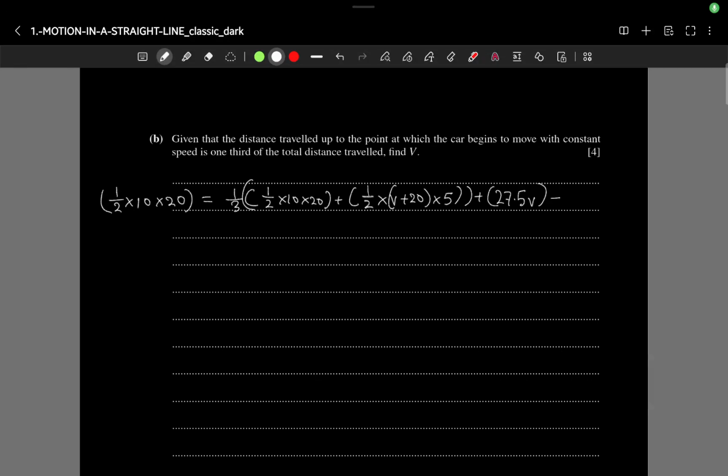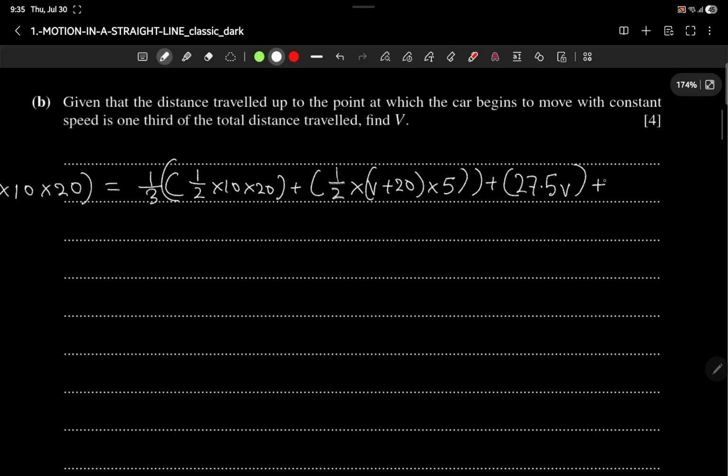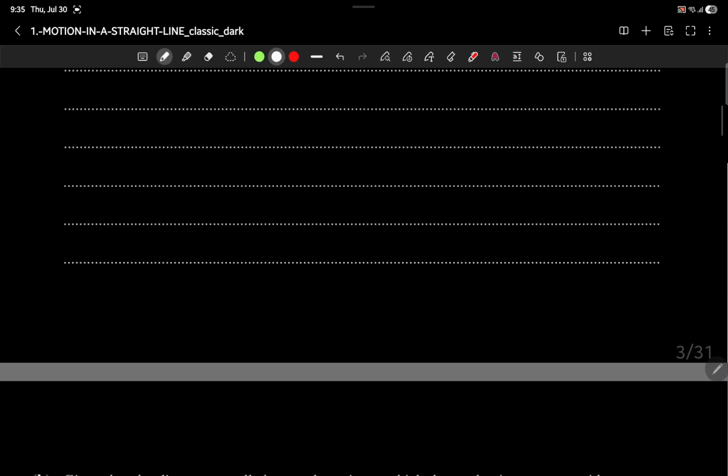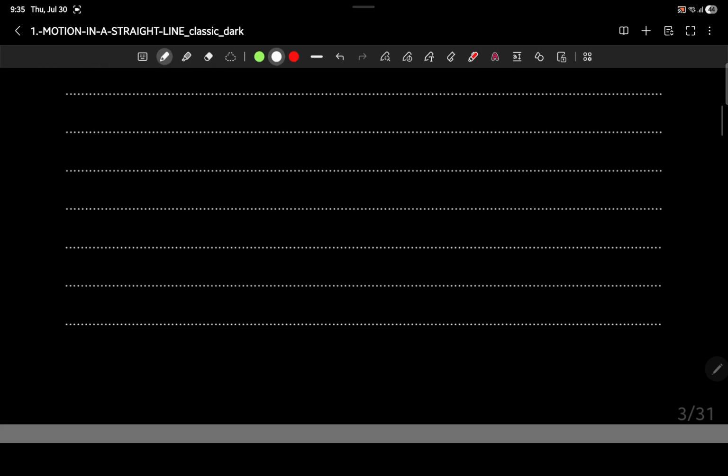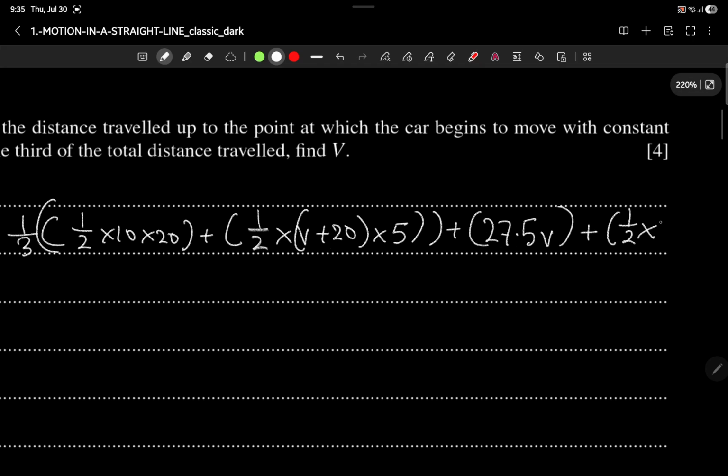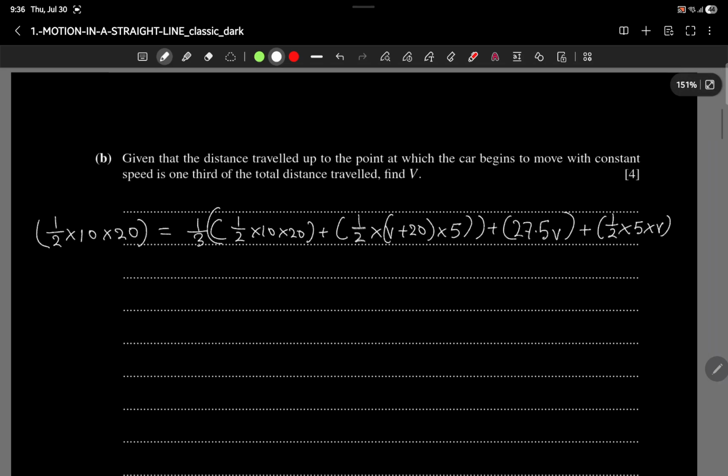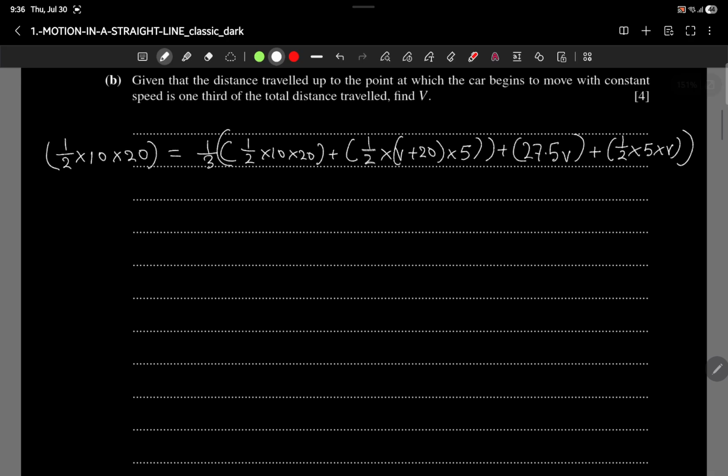So now after that, we have to add the final triangle, which is plus this into half into base, which we know is 5 seconds, to height, which is v. So let's just keep solving this.